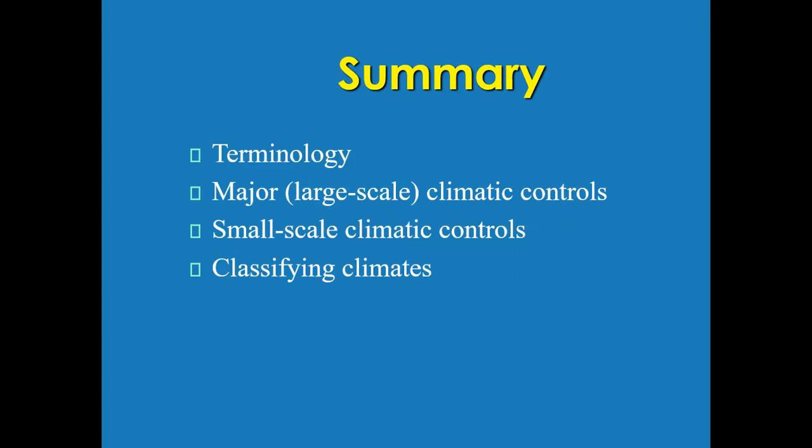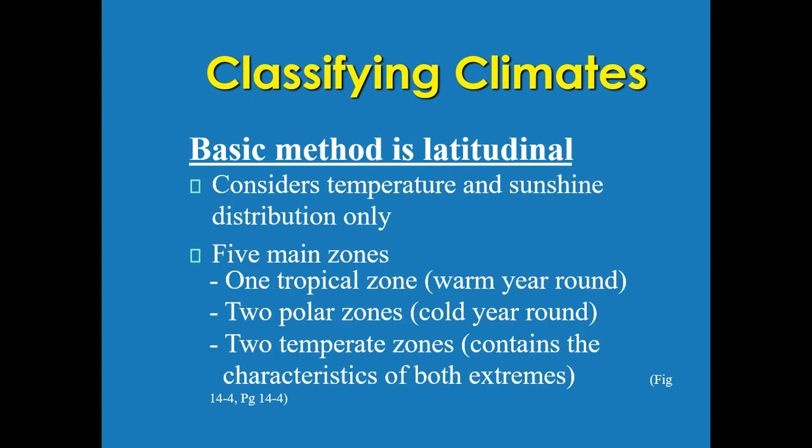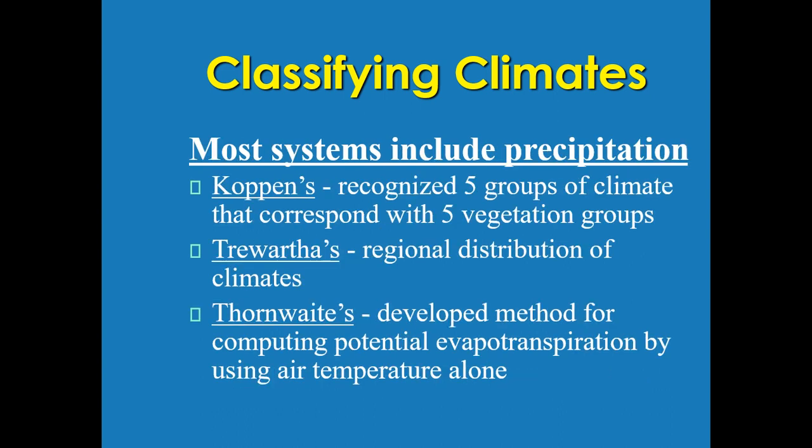And then we looked at classifying climates briefly. The basic method of classifying climates is via latitudinal methods, considering temperature and sunshine distribution only in these 5 main zones. One tropical, where it's warm year-round. Then you have 2 polar zones, which are cold year-round, and 2 temperate zones, which are in between the warm and the cold. And then we looked at Köppen, Trewartha, and Thornthwaite's climate classifications, which also include precipitation.